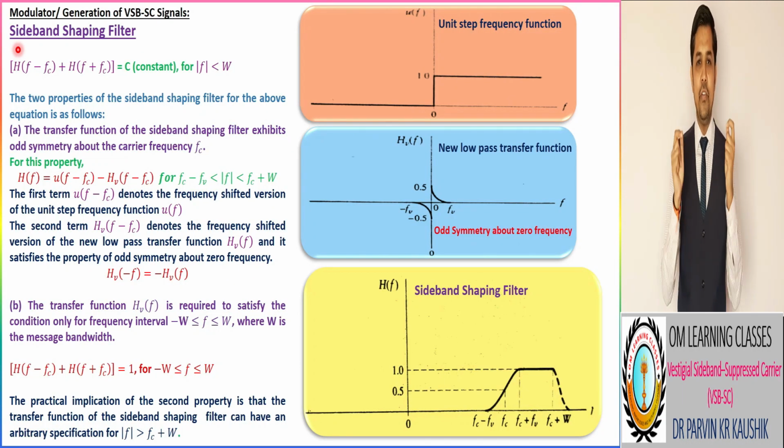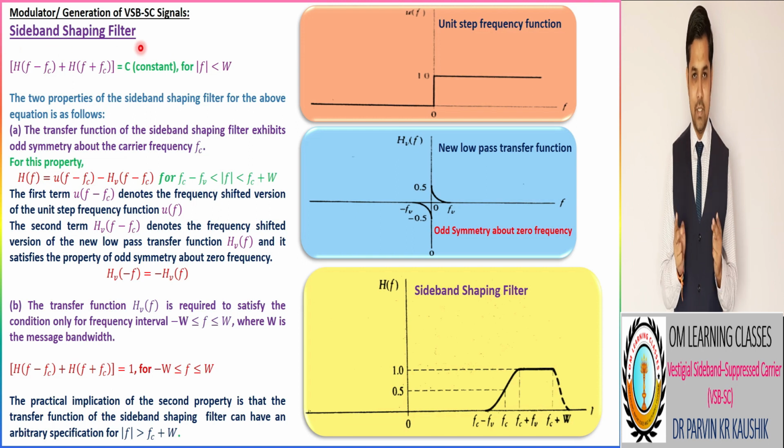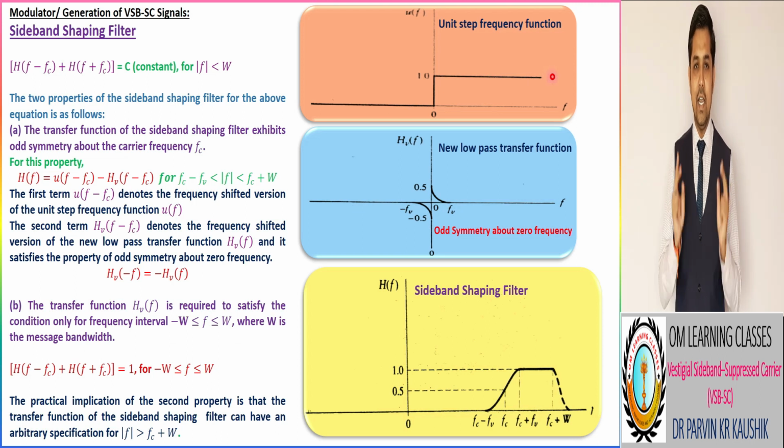So, in this, we are going to discuss the sideband shaping filter of the VSB-SC modulation scheme. We consider two things. The first consideration is our unit step frequency function, that is U(f), and this is shown in the figure. And the second, we have a new low pass filter which has transfer function H_v(f) that has odd symmetry about zero frequency, and as per this odd symmetry, H_v(-f) is equivalent to -H_v(f).